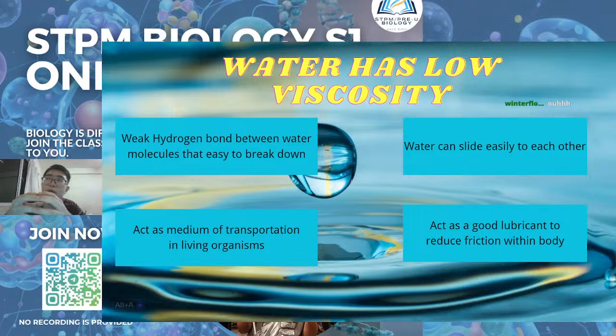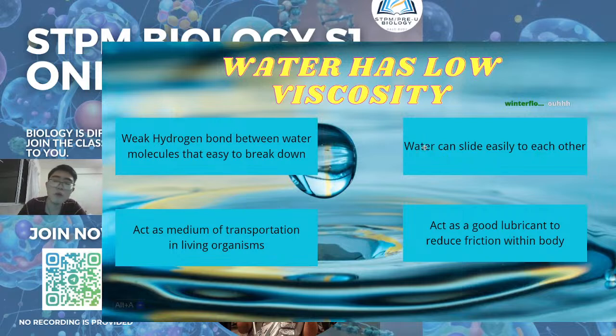If you compare to a covalent bond, actually a hydrogen bond is not strong. And compared to an ionic bond, the ionic bond is the strongest bond, right? But compared to a covalent bond, the hydrogen bond is not very strong, so it is very easy to break down. Another one is that water can slide easily past each other, meaning water can move.